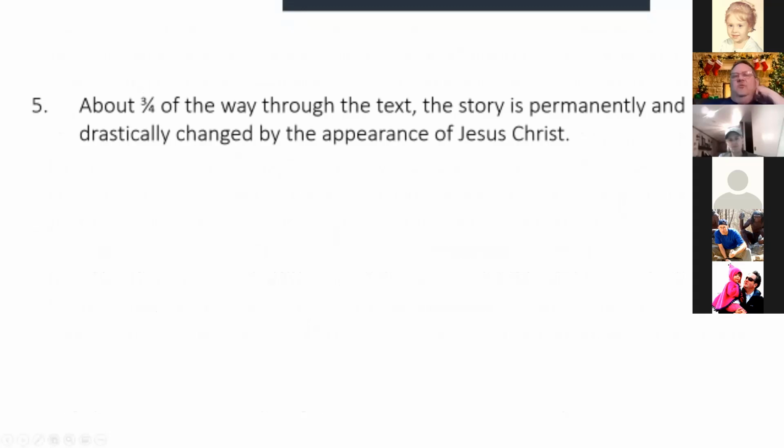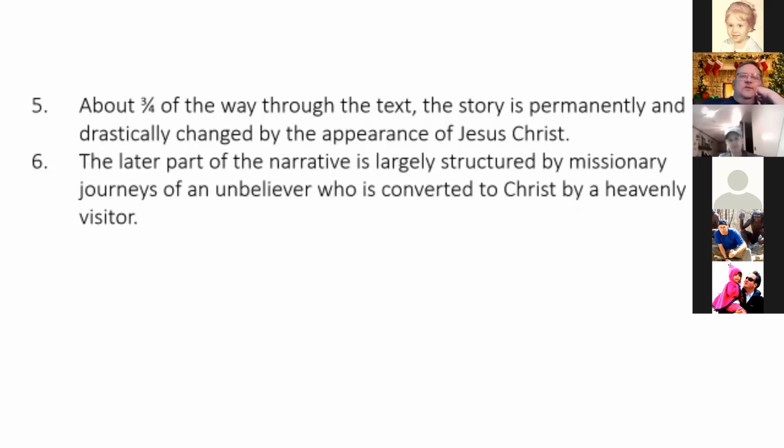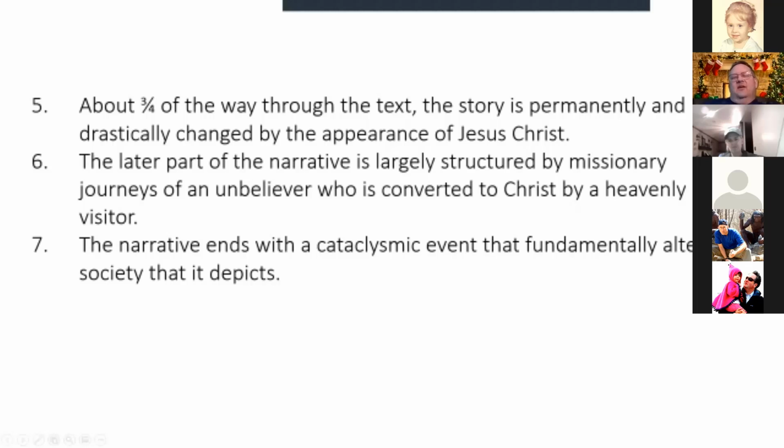Fifth, about three-quarters of the way through the text, the story is permanently and drastically changed by the appearance of Jesus Christ. Sixth, the later part of the narrative is largely structured by missionary journeys of an unbeliever who is converted to Christ by a heavenly visitor, Paul and Alma the Younger. And if you haven't noticed the similarity of those stories, you haven't been paying attention, because they're very, very similar. And finally, the narrative ends with a cataclysmic event that fundamentally alters the society that it depicts. So those are the connective types that I'm looking at.